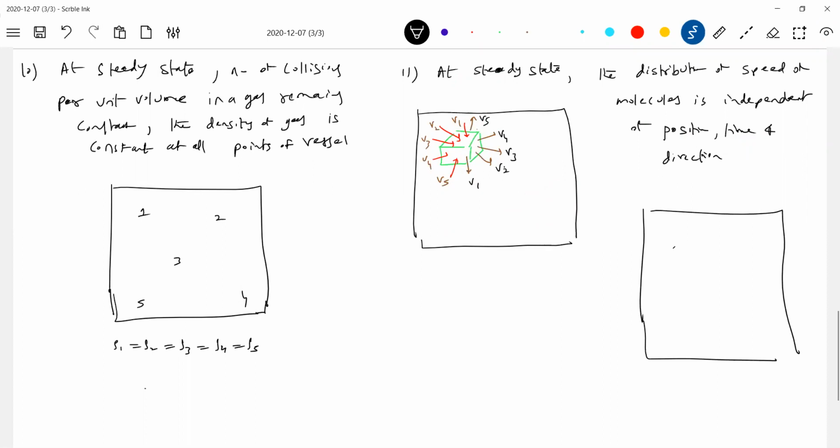So in this container, we have 5 molecules. So they are like this, moving with speed V1, V2, V3, V4, V5. If you consider another elemental molecule, there also the situation should be the same.